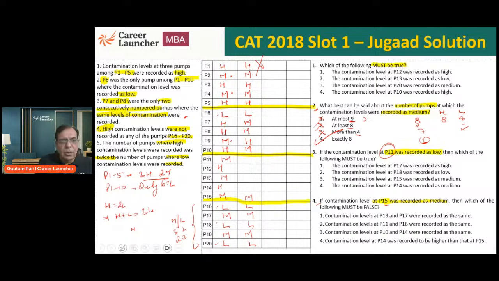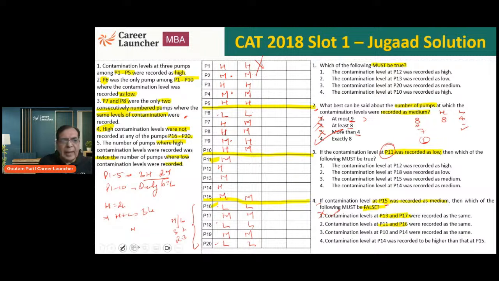Now look at the choices of question number 4. Contamination levels at P13 and 17 were recorded as the same. 13 is medium, 17 is medium. We are looking for false. Yes, the statement is correct. Hence, this cannot be the answer. Second statement. Contamination levels at 11, 16 were the same. 11 is medium, 16 is low. So statement 2 is incorrect. So this can be the answer. So hold on with this.